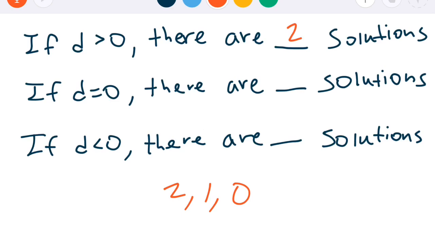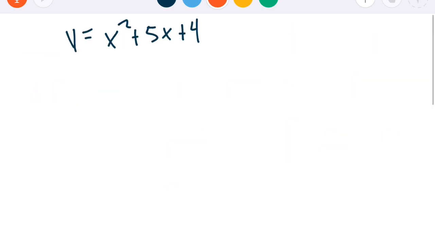If we solve it and we get d equal to 0, that means there is one solution. And then finally, if d is less than 0, then there are no solutions. That just means no solution. All right, so that is something to keep in mind as we are working through these problems. All we're focused on is the part that's underneath that square root from the quadratic formula, b squared minus 4ac.